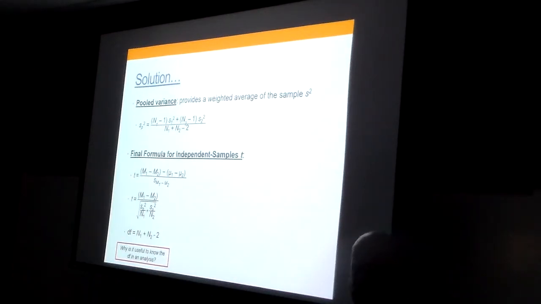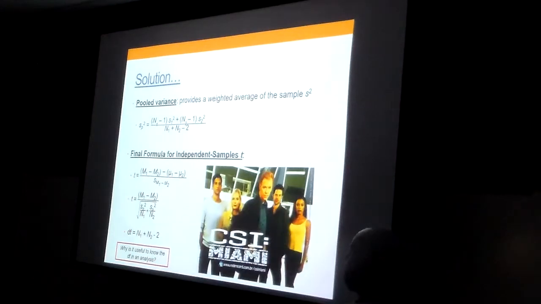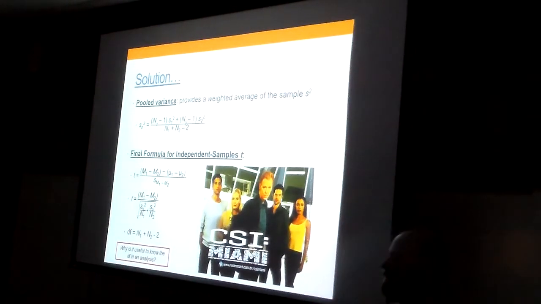Why is it helpful to know degrees of freedom? Any ideas on what circumstance it might be helpful, and why it might be useful to know? This is very helpful when you're reading other people's papers, right? Because if they report that sample 1 had 50 people and sample 2 had 40 people, how many degrees of freedom should be in their t-test?